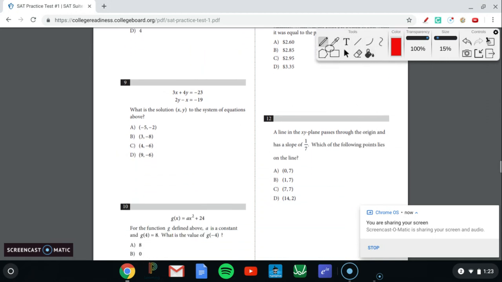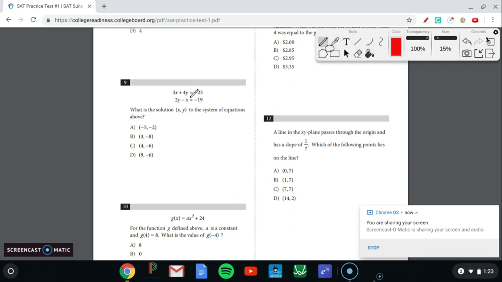Question 9 is 3x plus 4y equals negative 23 and 2y minus x equals negative 19. So this is a system of equations. Now you can solve this the correct way you're supposed to solve a system of equations, but maybe you don't want to or you don't know how. Another possibility of what you can do is just plug in each point to each of these equations, a, b, c, and d. One of these points is going to make both of the equations correct, and that's going to be your final answer. So this is another way to get the question right instead of just solving a system of equations.